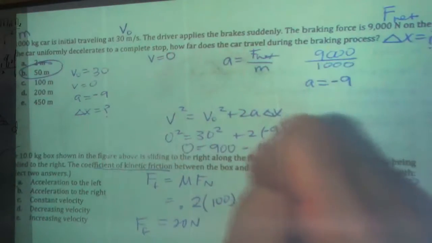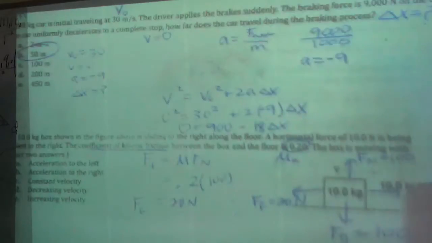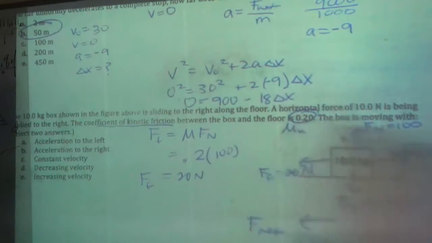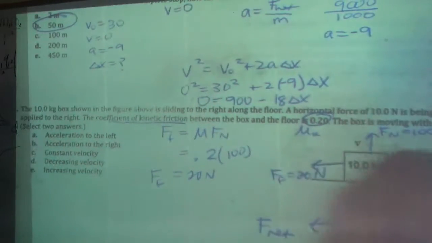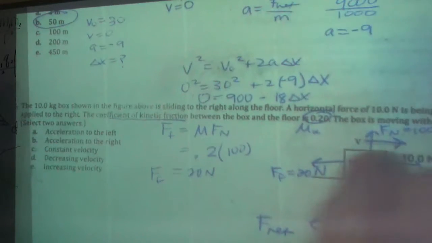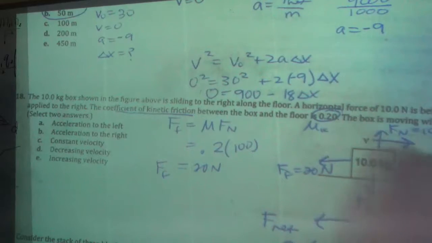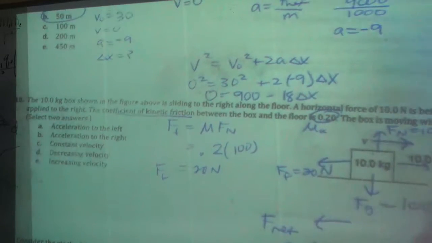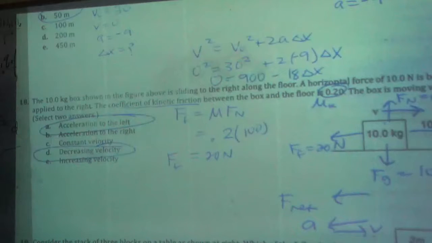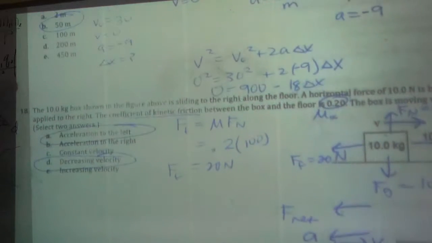Well, if my force of friction is 20 newtons and my applied force is only 10, that means my net force is actually to the left. So if my net force is to the left, my acceleration is to the left. Now it told me the velocity is to the right. So if I have a velocity to the right and acceleration to the left, that means it's slowing down. I for sure have an acceleration to the left because you have a net force to the left, and it is decreasing in velocity because your acceleration is opposite to the way it's moving right now.